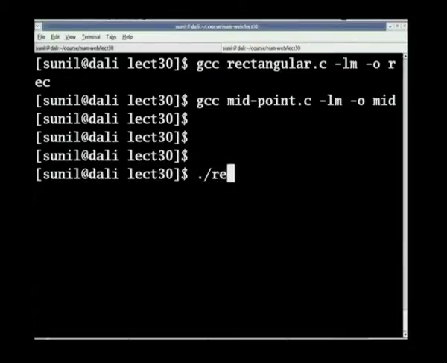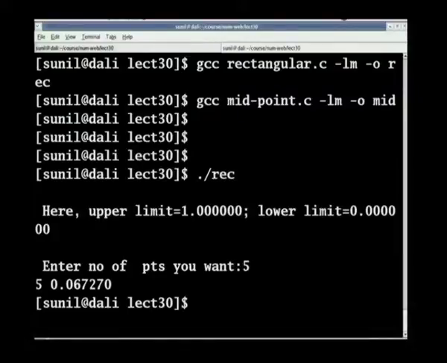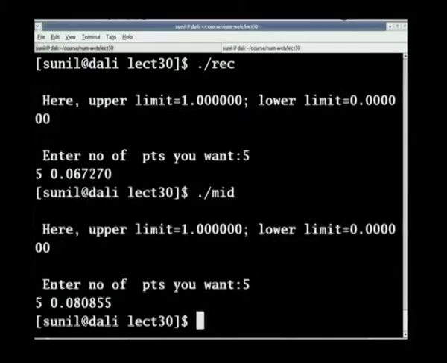So if I run ./RAC with 5 points, I get the answer as 0.067270, while I should be getting, as we have seen, 0.8083831. That's what the answer should be. And then we now run the midpoint program, which again we'll use with 5 points.